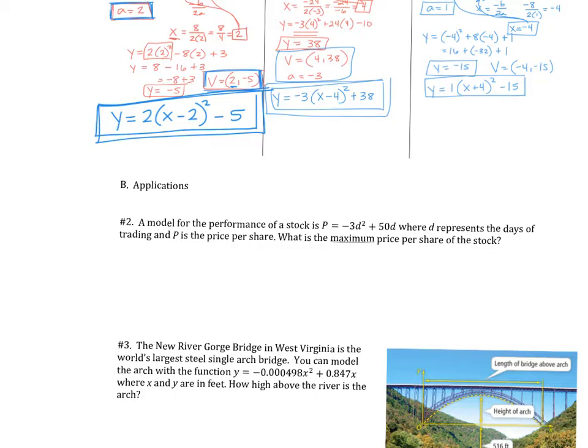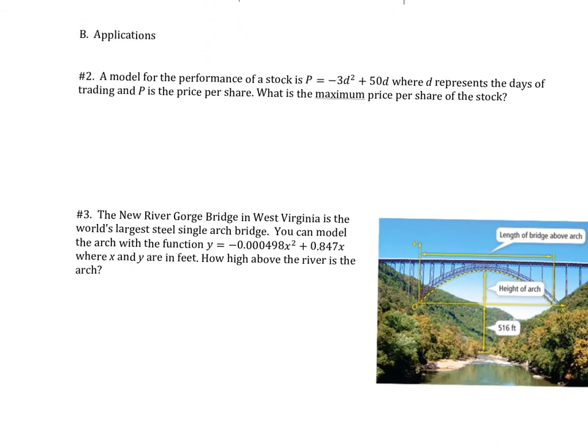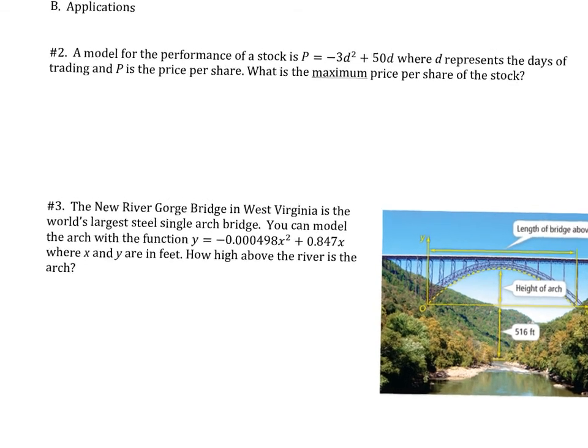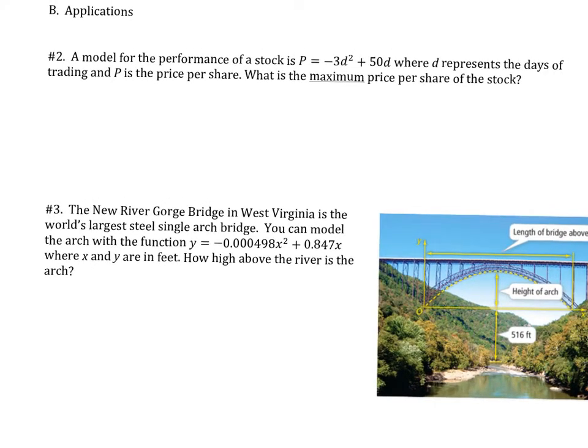Application. What does this look like? So question number 2 here, it says a model for the performance of a stock is P equals negative 3D squared plus 50D, where D represents the days of trading and P is the price per share. The question is, what is the maximum price per share of the stock?